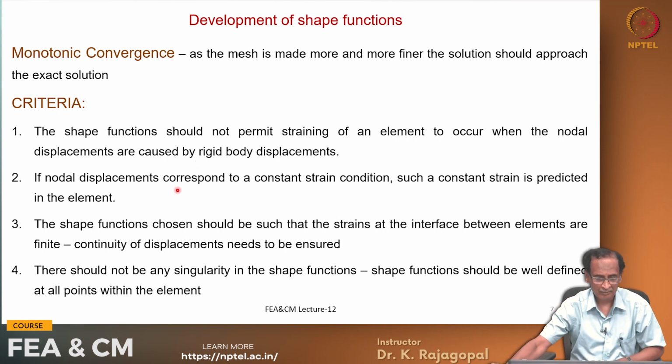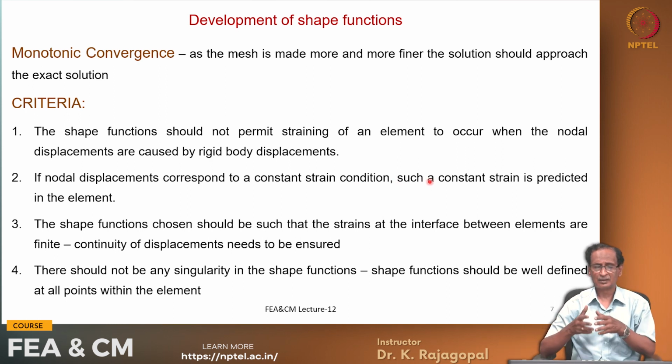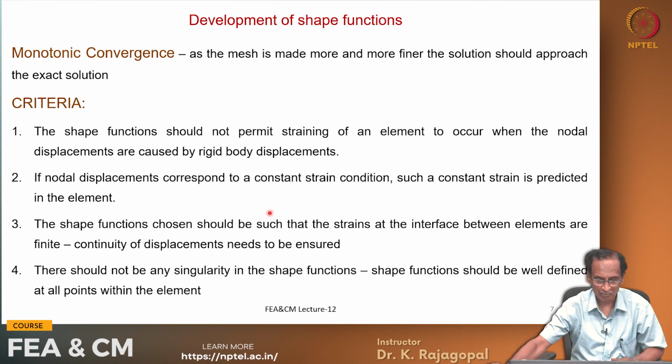if you subject a body to rigid body displacement, the shape functions should be such that they do not predict any strain. And then the second condition is, if the nodal displacements correspond to a constant strain condition, we should be able to predict that same constant strain. Okay, that we will see with an example.